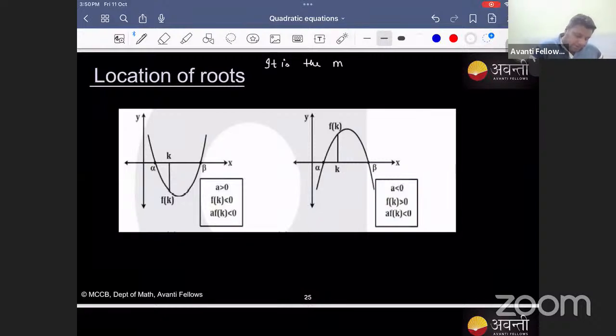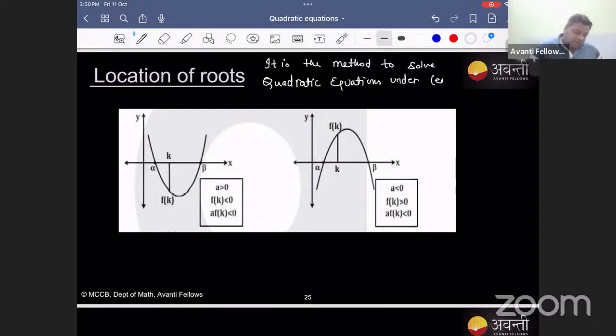Now what it is basically, it is the method to solve quadratic equations under certain constraints. It is the method to solve quadratic equation under certain constraints. Got it?